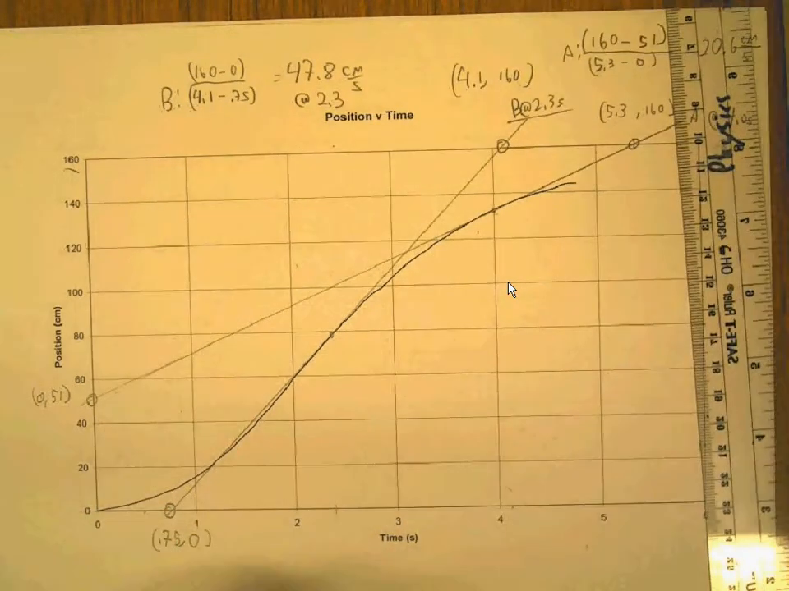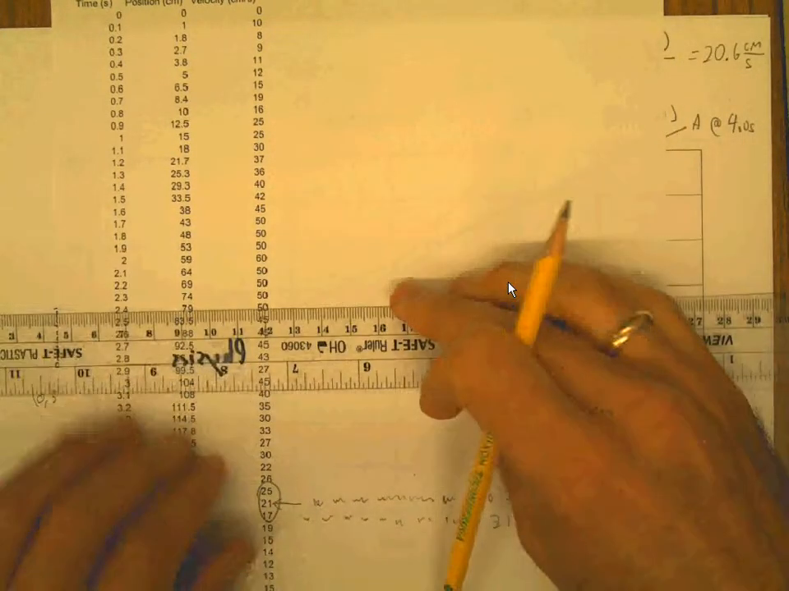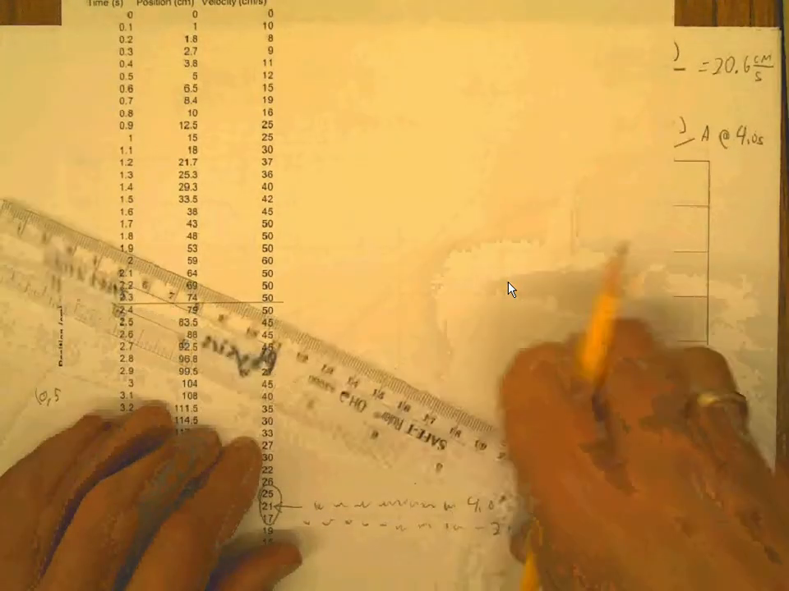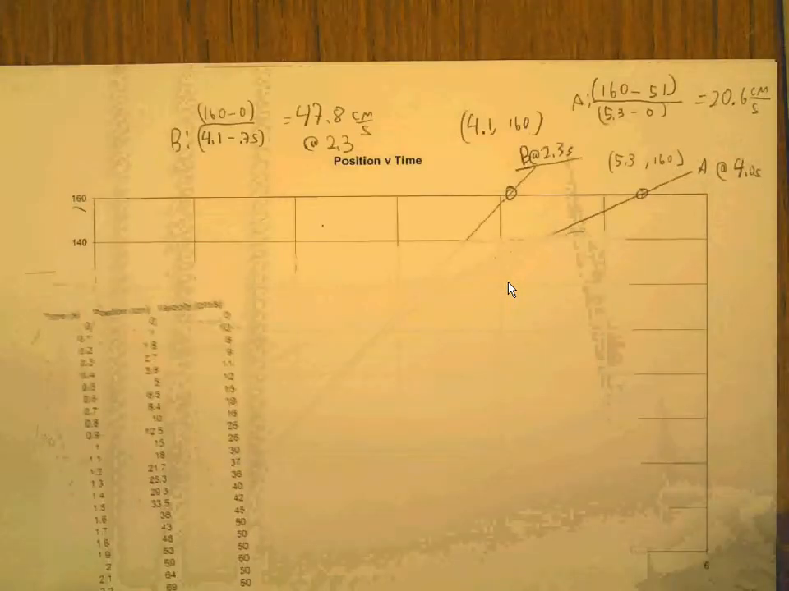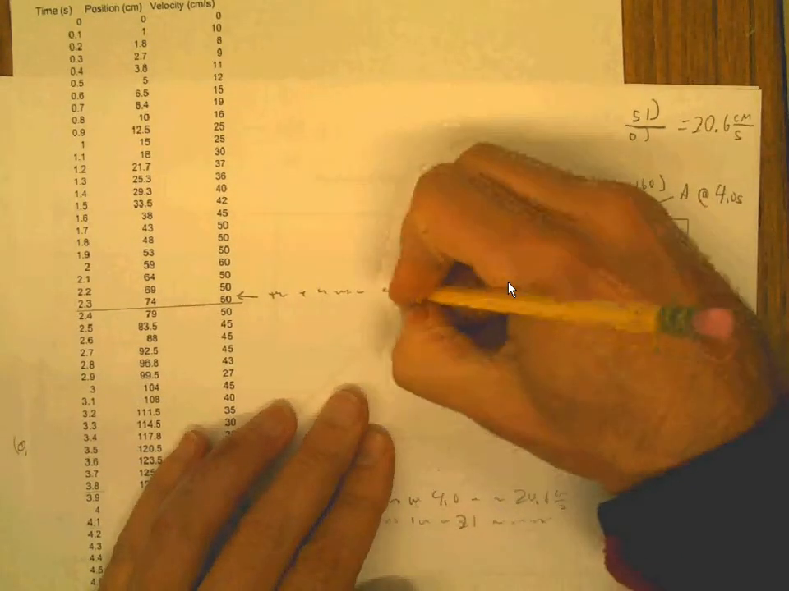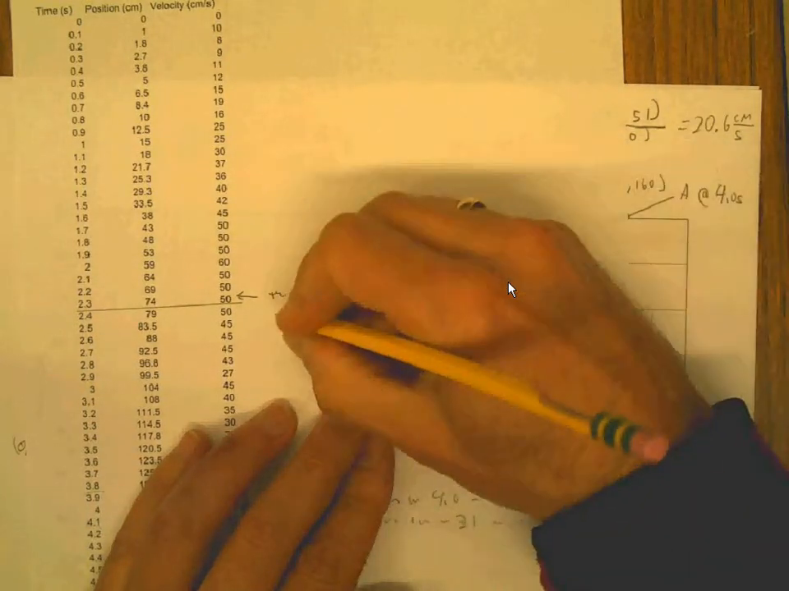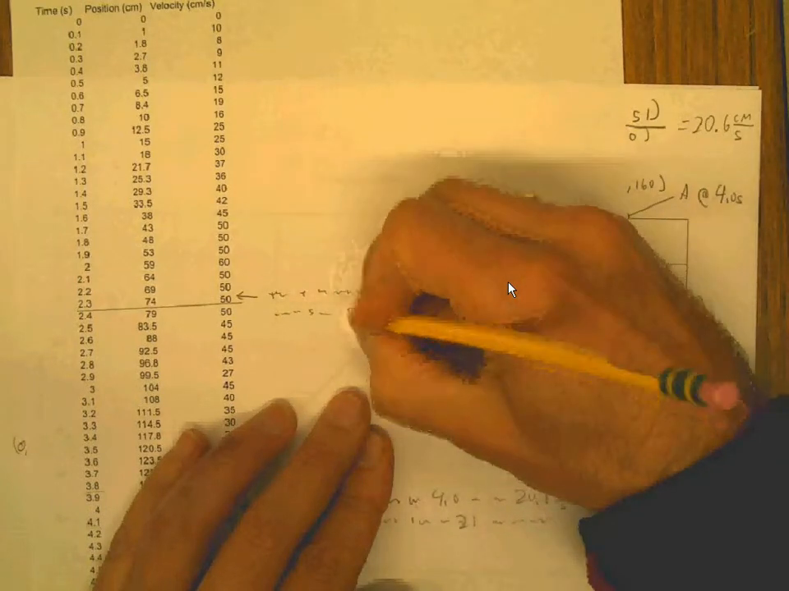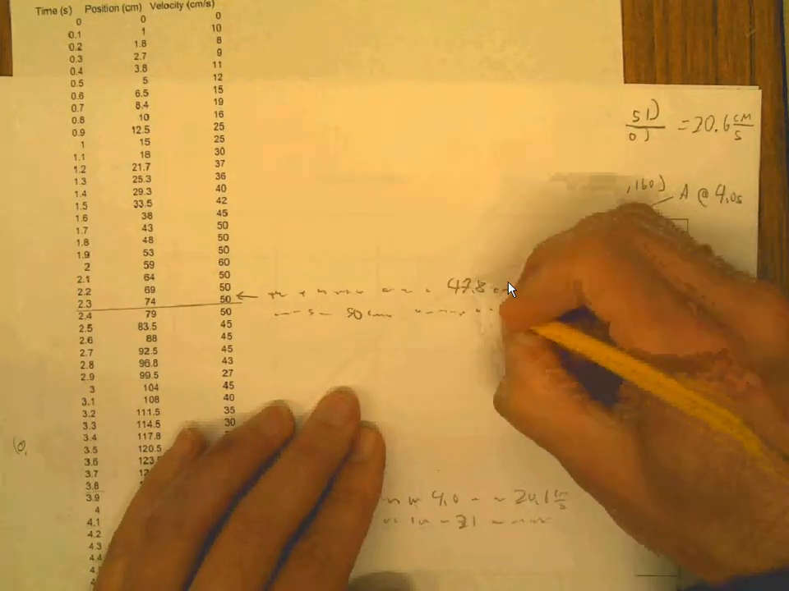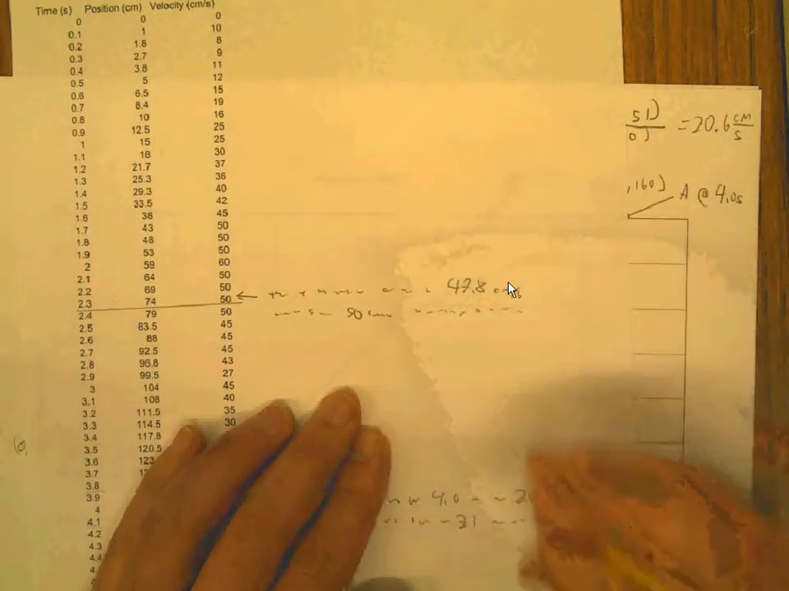So again, we've got to compare that, right? So where's 2.3 seconds? Let's find it here. Here's 2.3. And then that was 47.8. So the slope of the tangent line at this point was 47.8 centimeters per second. The value here seems to be 50 consistently. This is a little bit off, but still pretty close. Or you could subtract those and say that it's 2.2 or something like that, right? I hope that helps.